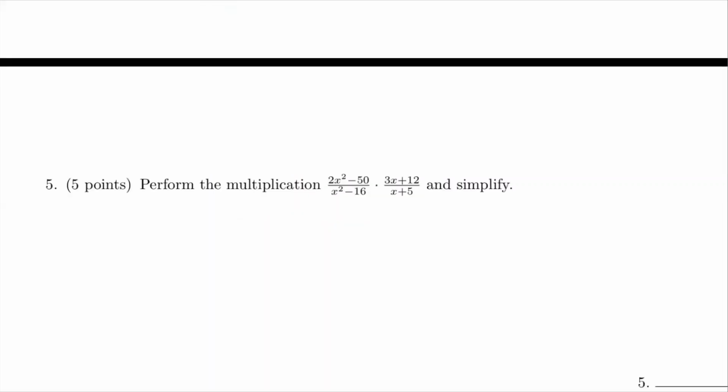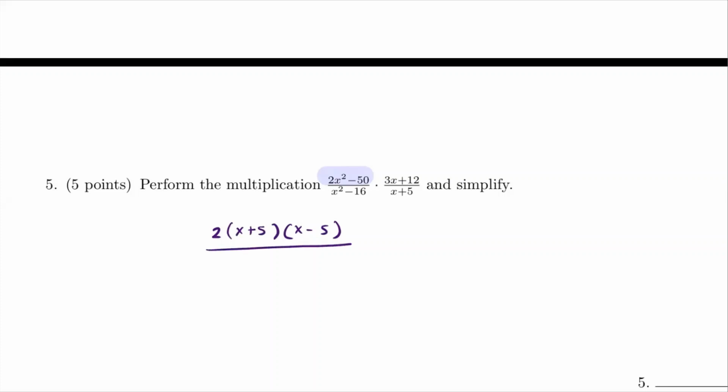Number 5, we're going to be simplifying this expression. So let's go ahead and factor everything. I will factor this 2x squared minus 50 in the following way. We'll pull out 2, then you'll have just x squared minus 25. And x squared minus 25 can be factored further, since that's also a difference of two perfect squares, as x plus 5 times x minus 5. So that's for 2x squared minus 50.